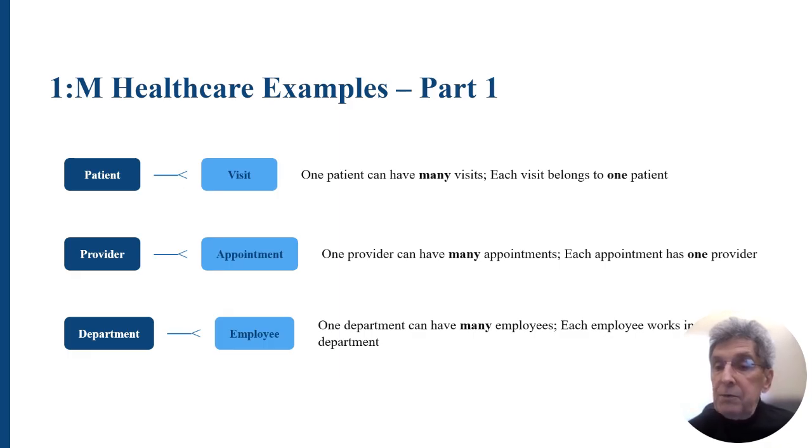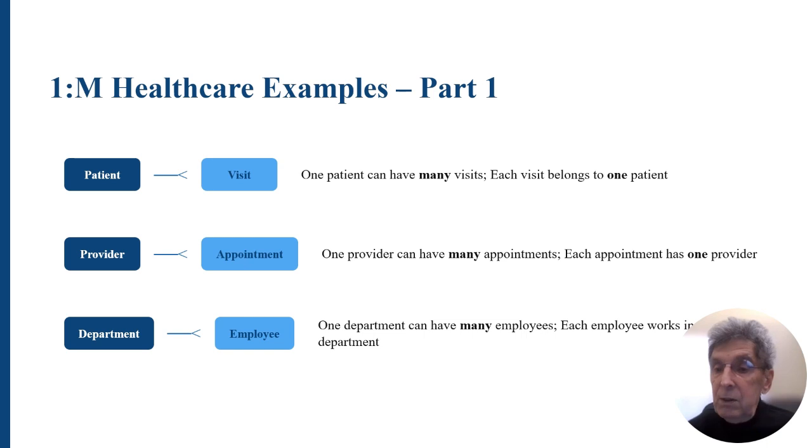Provider to appointment. One provider, let's say Dr. Smith, can have many appointments. She might see 20 patients a day, 5 days a week, hundreds of appointments per month. But each appointment is with one provider. When you book with Dr. Smith, it's Dr. Smith, not some random doctor. So it's a one-to-many relationship.